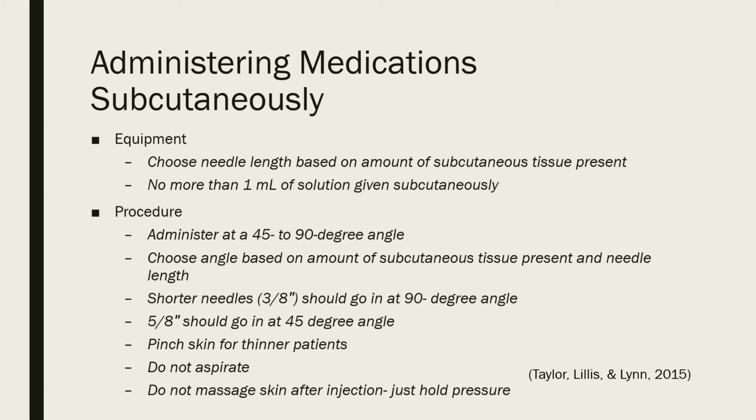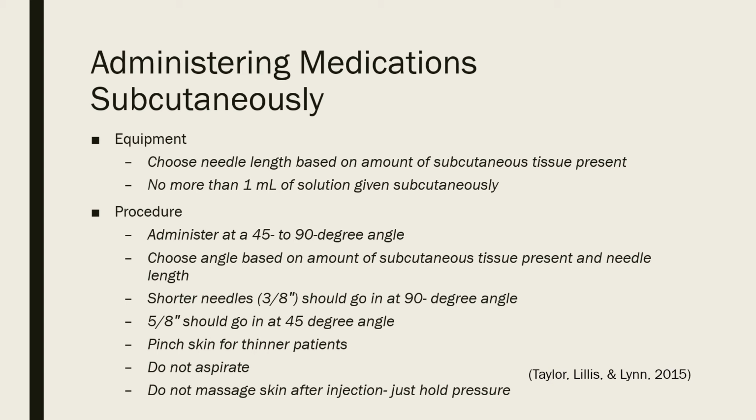So when you get ready to give it, you're going to give the medication either at a 45-degree or a 90-degree angle. Like I said, if they have more subcutaneous tissue, then you can go more at a 90-degree angle. And you're going to choose your angle based on that and the needle length. So shorter needles, or 3/8 inch needles, should go in at a 90-degree angle, and 5/8 inch needles should go in at a 45-degree. So for thinner patients, you'll pinch up the skin. We're going to demonstrate this in class and you'll practice.